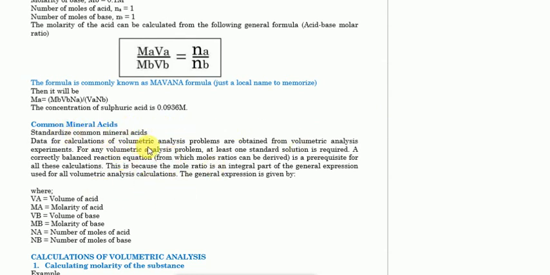This is just the discussion of the standardized common mineral acids, and we discussed aspects of the other mineral acids like HCl and nitric acid.